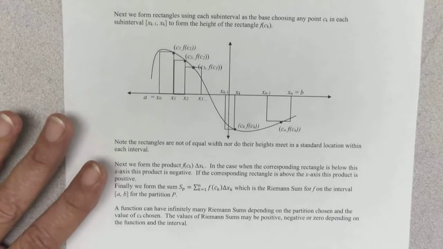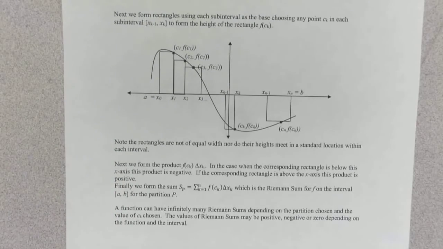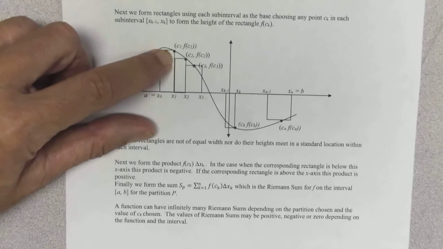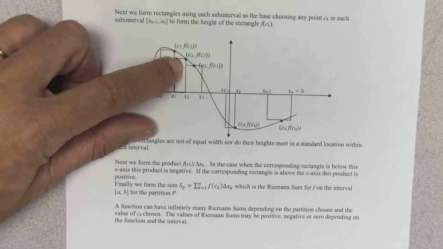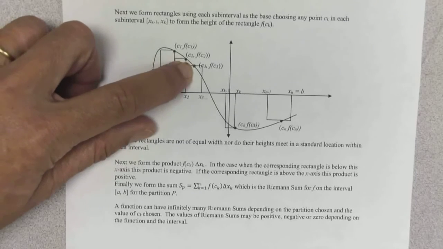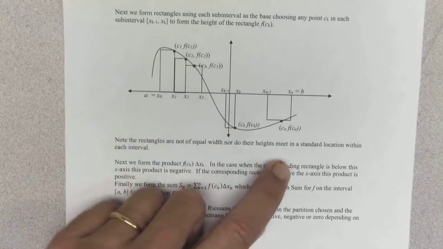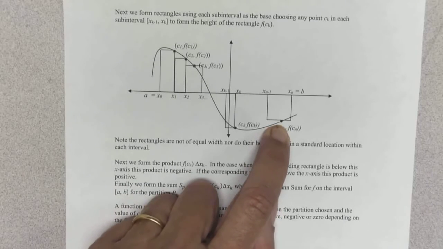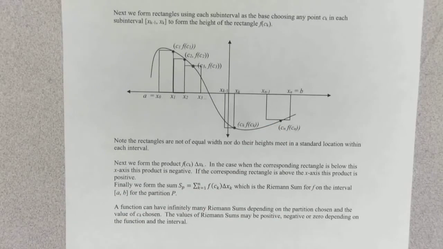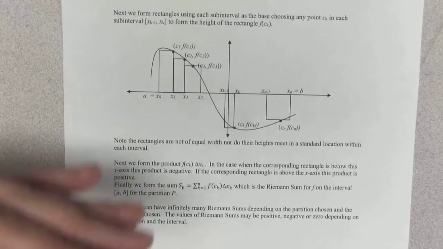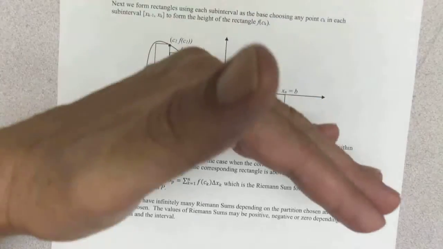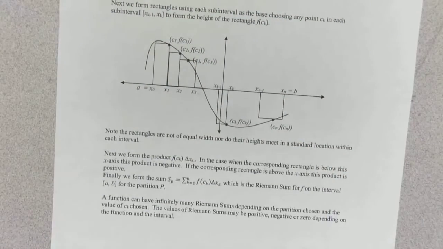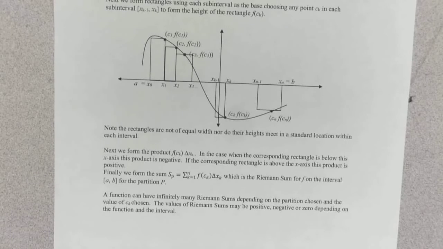Then we form a bunch of rectangles where the heights of those rectangles don't have to be in a common place. So here the height is on the left, here it appears to be the midpoint, here it's on the left, here it's a little bit past the midpoint, but the point is where the rectangle meets the curve doesn't have to be the same in each place. And notice we have some rectangles above the curve, some rectangles below the curve. Note the rectangles are not of equal width, nor do their heights meet in a standard location within the interval.